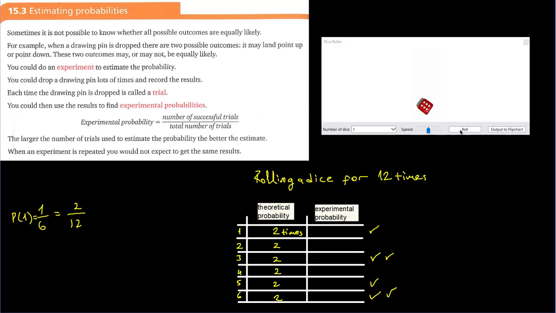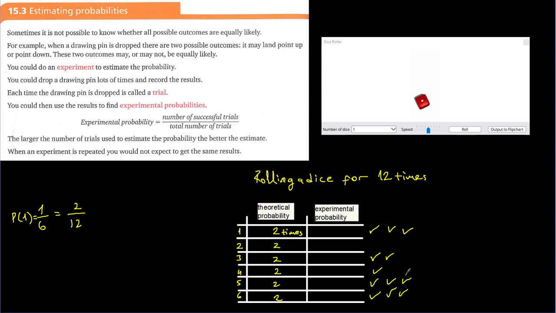6 again. 1 again. 5 again. 4 again. 6 again. 5 again. 1 again. Okay, so I think from these ticks we can easily count that we have 12 here.